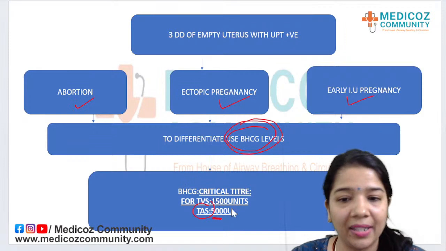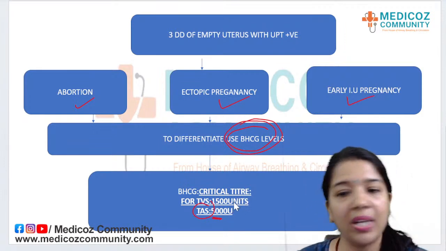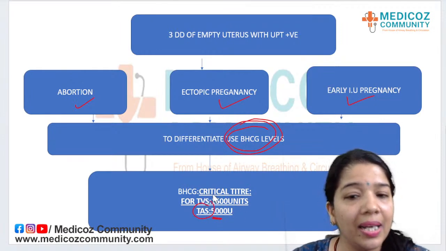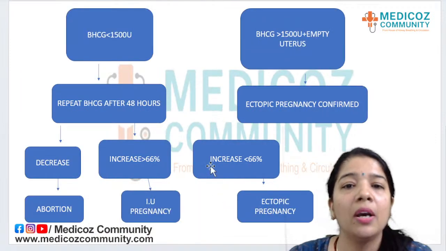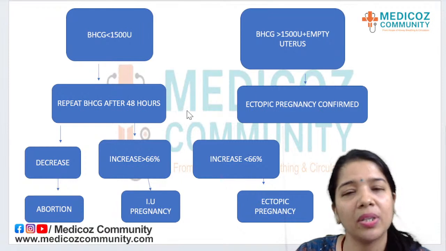Okay, critical titer ये है. If the value is less than the critical titer, then what you will do? If it is more than, तो भाई we should expect at least this much. Okay, fine. But if it is less than this much, less than the critical titer, then what you will do? So remember, if beta HCG is less than 1500, we are seeing TVS only because it has become a standard.